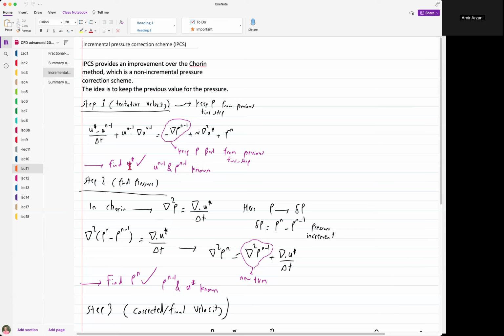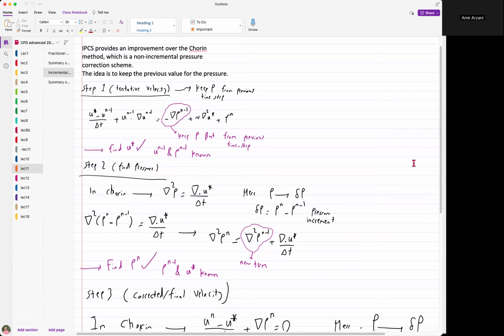And then we find U star, which is our intermediate tentative velocity. Then we want to find the pressure that enforces conservation of mass and the divergence free condition. So here, if you look back at the pressure Poisson equation that we derived for the Chorin method, we're going to use the same method. But now instead of using pressure here, we're going to replace that with the pressure increment delta P. So this is P n, pressure at the current time step, minus pressure at the previous time step.